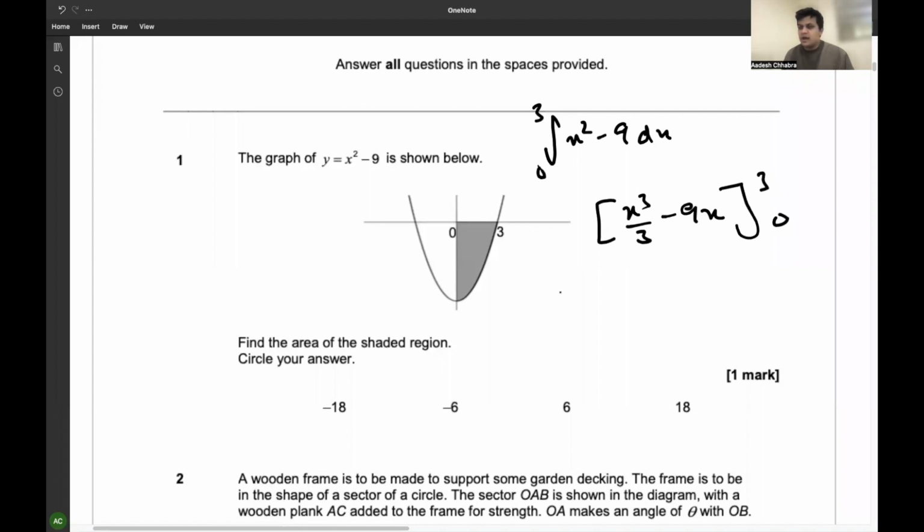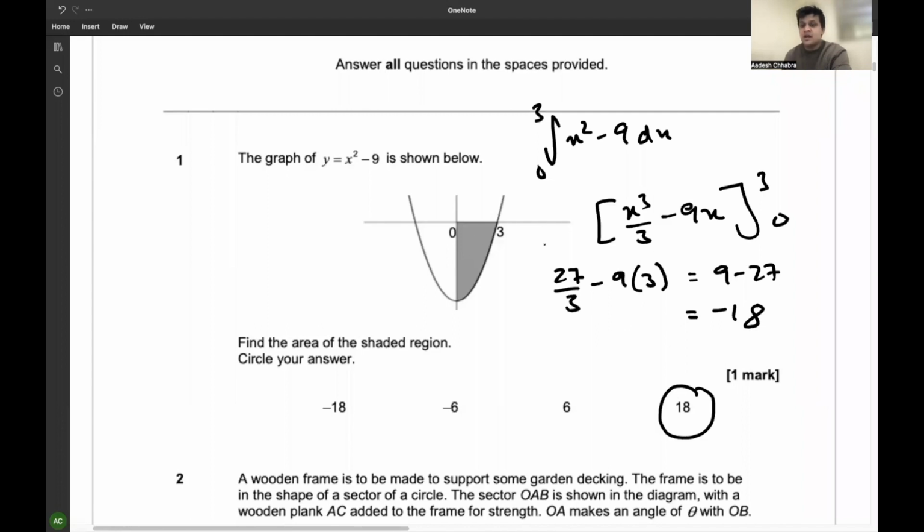This just becomes x cubed by 3 minus 9x between 3 and 0. And if you go ahead and calculate this, essentially what you get is 27 by 3 minus 9 into 3. And this is just equal to 9 minus 27, which is equal to minus 18. Now, this question is a tricky one. Why? Because although your answer comes out as minus 18, the answer is actually positive 18.